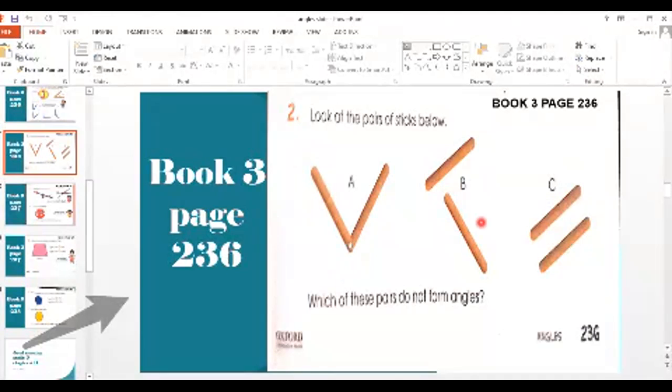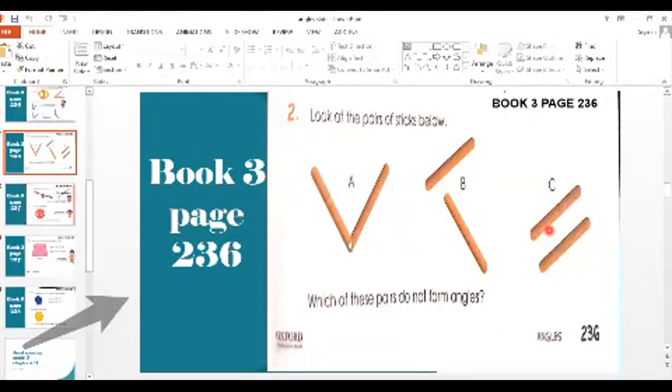Look at figure B. There are two straight lines, but they're not meeting at any point. They're not joining at any point. So there is no angle in this picture. Okay, look at figure C. There are two straight lines, but they are not meeting at any point. So there is no angle in this picture.